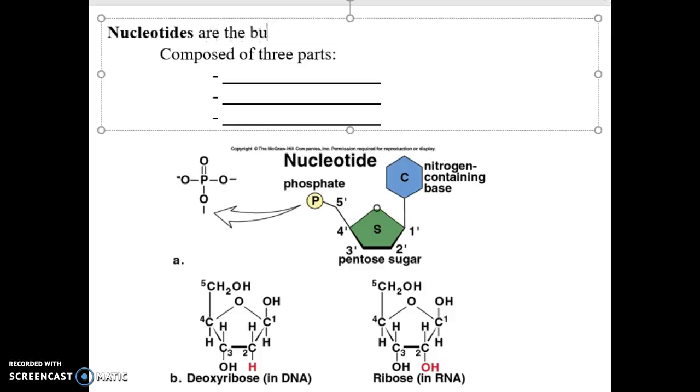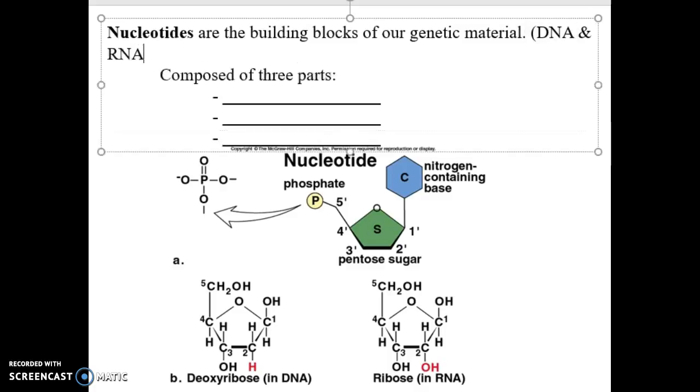Nucleotides are the building blocks of our genetic material. This is what we call the DNA. And then there's also some genetic material called RNA that we will be talking about and looking at a little bit here, but more when we get further on into the semester.